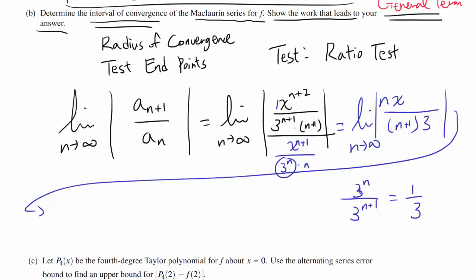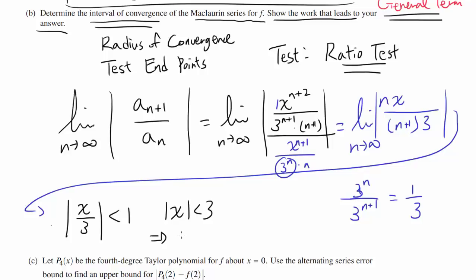Well, as n approaches infinity, the ratio n over n plus 1 is going to approach 1 because the difference between n and n plus 1 becomes insignificant as n gets very, very large. So we simply have absolute value of x over 3. By the ratio test, you want this to be less than 1, or absolute value of x less than 3. So our series converges between -3 and 3 exclusive.